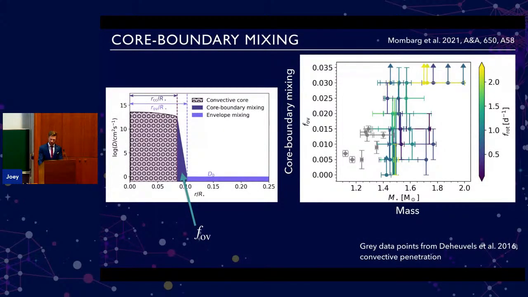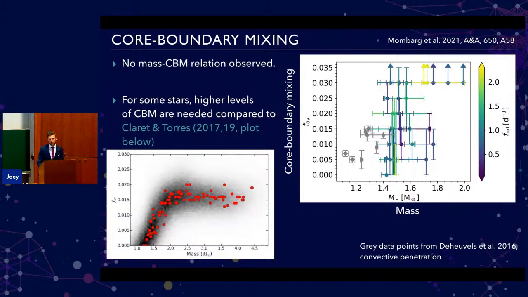And so what we can now do much better is also measure the value of this core boundary mixing parameter, or this FOV parameter, which gives you the width of this mixing region just outside of the convective core. My stars are the colored symbols in this plot. So I'm showing here the measured FOV parameter that we find as a function of the mass of the star. In other studies, for example, studies of eclipsing binary systems, they find that this FOV parameter should increase with the mass of the star.